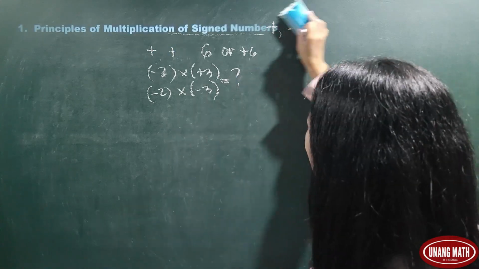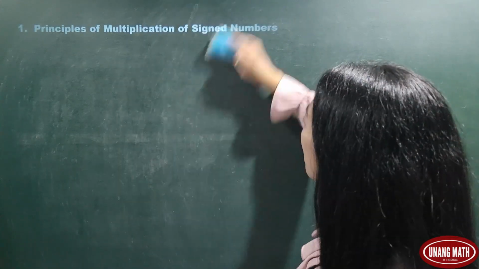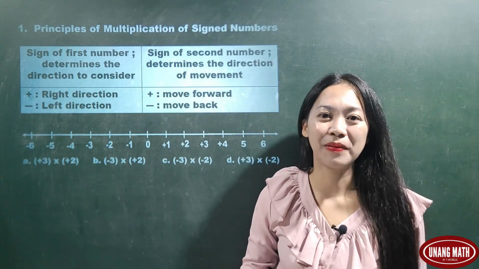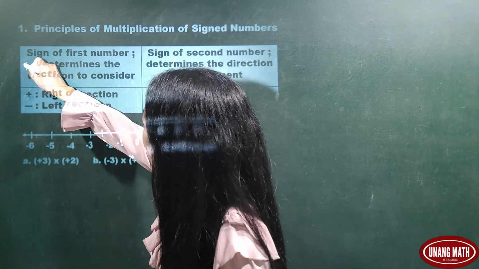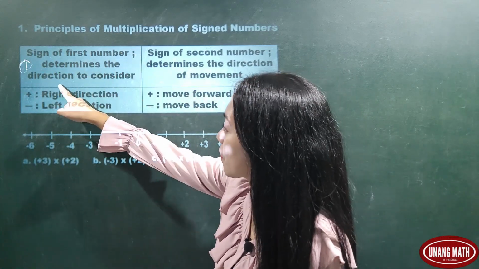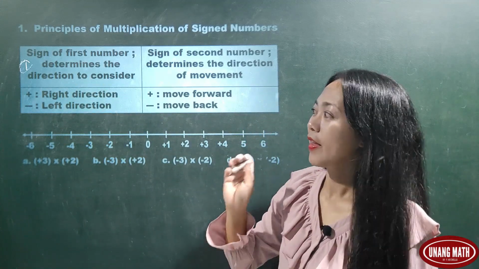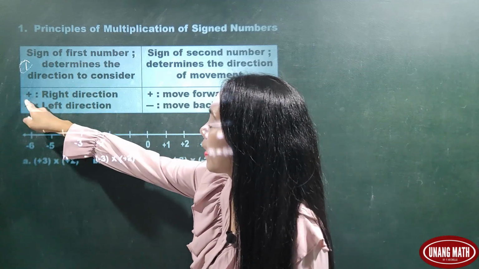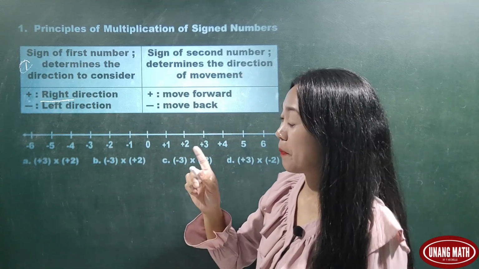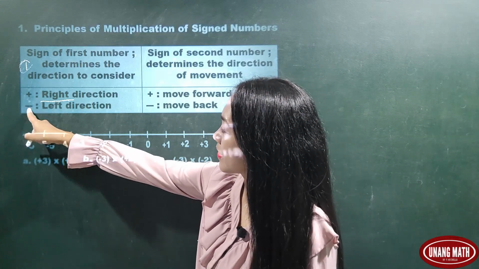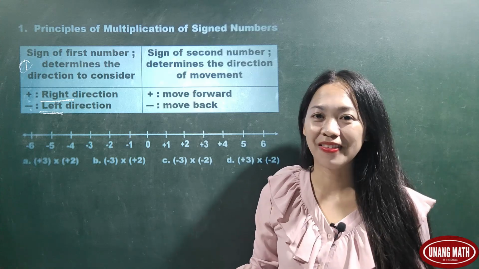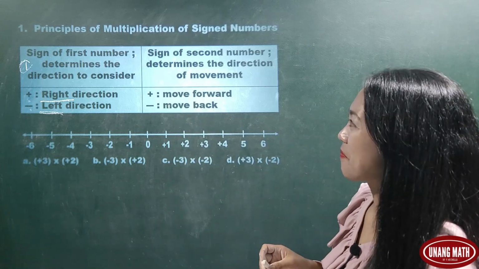In multiplying signed numbers using the number line, we need to remember these two principles. The first principle is the sign of the first number determines the direction to consider. If the sign of the first number is positive, then the direction that we need to consider is right. But if the sign of the first number is negative, the direction that we need to consider is left. So that is for the first number.